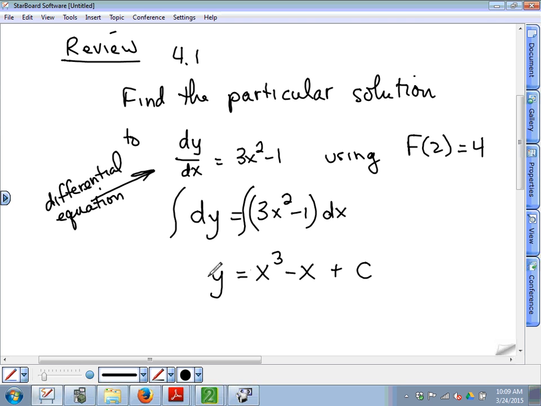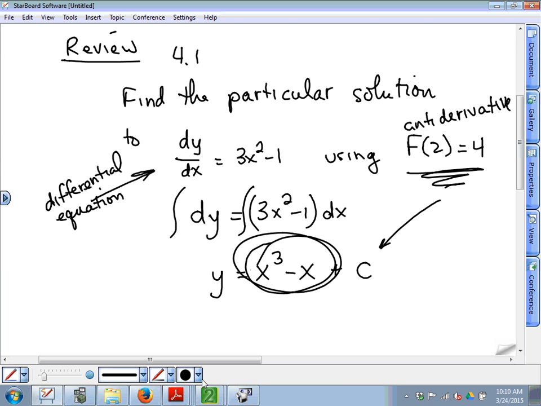Now, normally, we would just leave it as plus c. The plus c is just the constant of integration. But they've given us an initial condition so that we can find the value of c. The initial condition is when you plug 2 into capital F, and capital F is the antiderivative, the integrated solution. This initial condition is saying when you plug a 2 into the antiderivative, it equals 4.